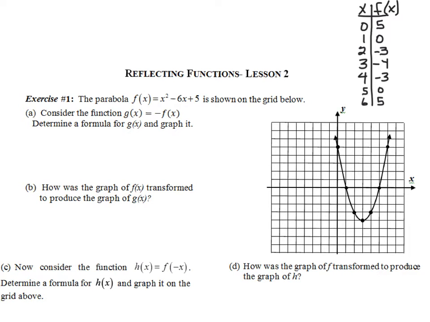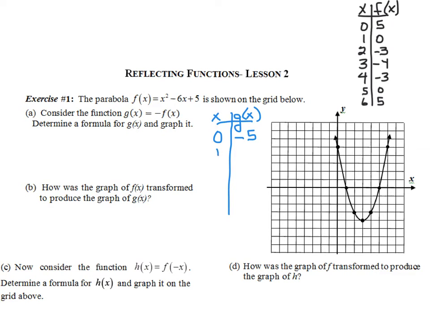Now what we'd like to do is first of all consider what happens when we are negating each f of x value. That just really means we're going to negate the y values. So let's make a new table of values with each of the y values negated. So this is going to be my new table for g of x. Notice that the x values stay exactly the same, but the y values get negated.